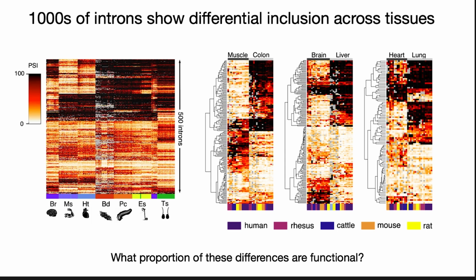But it's really just an implication, right? We don't know for sure. We don't have experimental evidence. So that's a bit unsatisfying, and we would really like strategies to try and figure out which of these differences in splicing are actually functional.